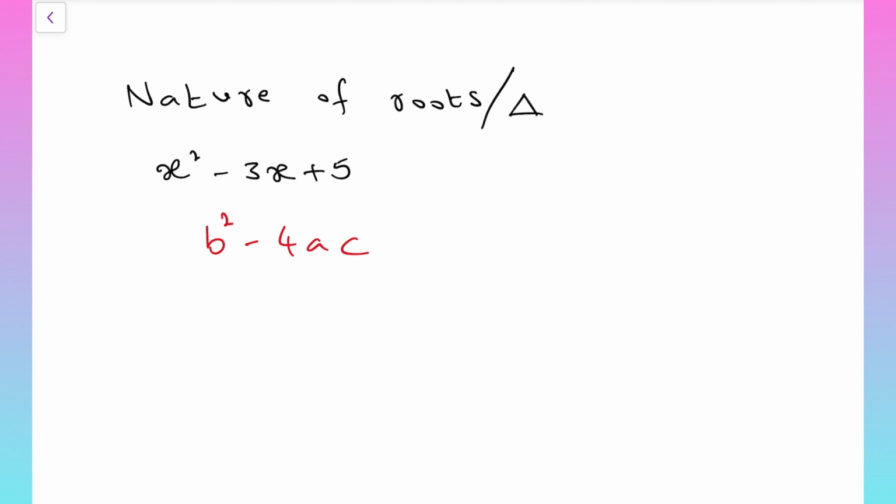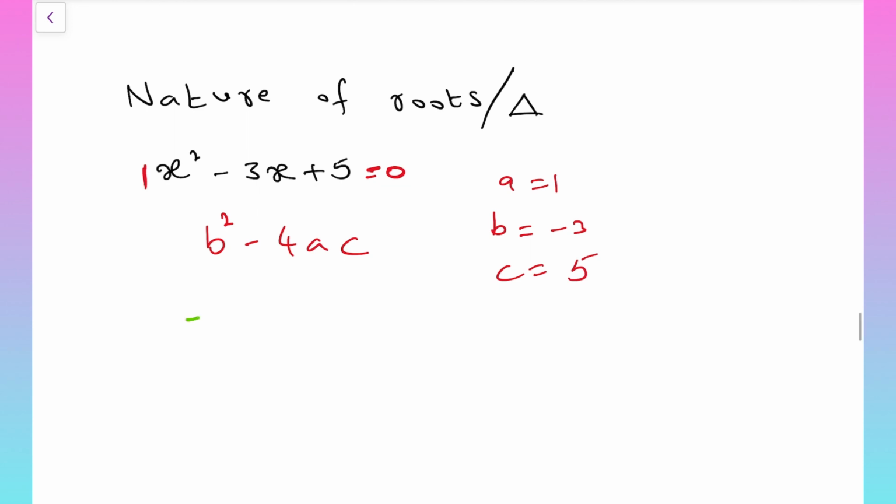What exactly do these a, b, c values mean in the given quadratic equation? The x square coefficient is a. So here the a value is 1. The x coefficient is b. So the b value is minus 3. As usual, c is for the constant. So the constant is c. Then let us substitute in this now.